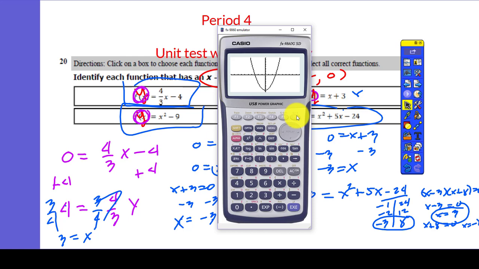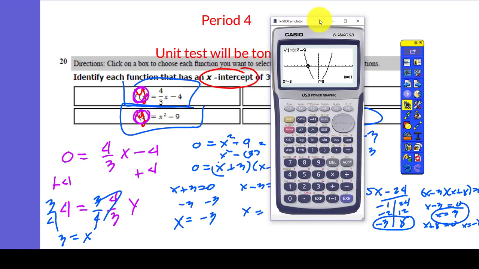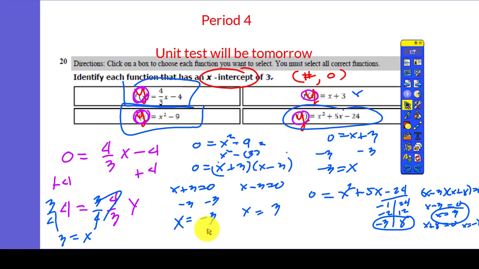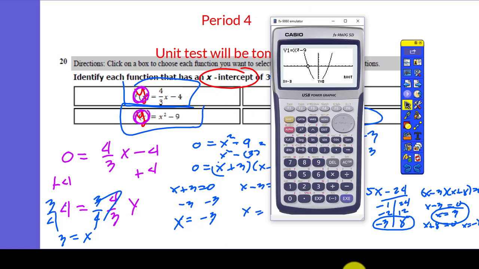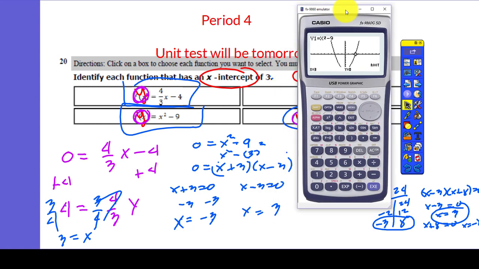So how do we get the solution again? We have to use G-Solve. So Shift G-Solve, root. I have -3, which is the one that we got earlier. And then find the other one with the right arrow. It will give you the other x-intercept, which is x equals 3. Okay? So you know that this function will give you an x-intercept of 3. Alright, so there you go.